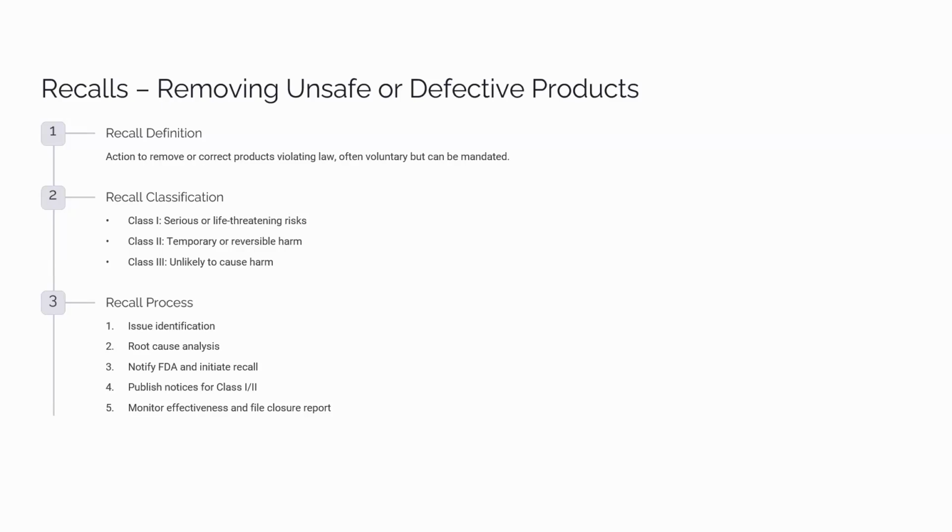Okay, recalls are classified in three classes: one, two, and three. The first one is serious or life-threatening risk. If the product violates the law in a manner that it can cause serious or life-threatening risk.